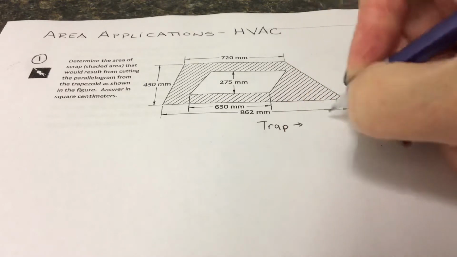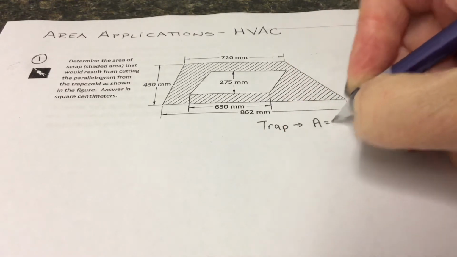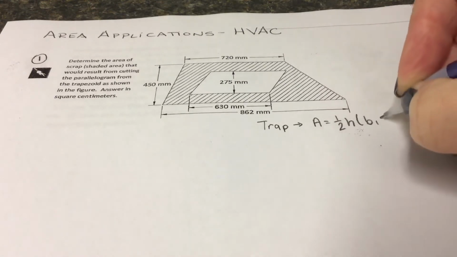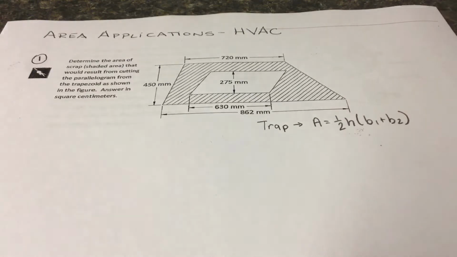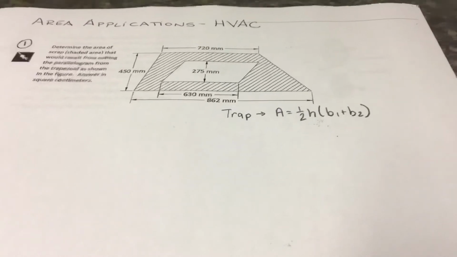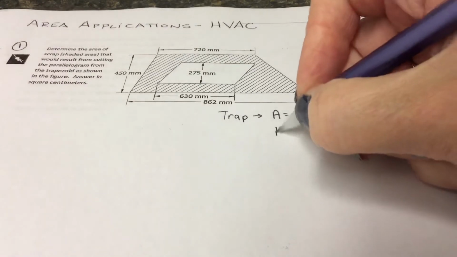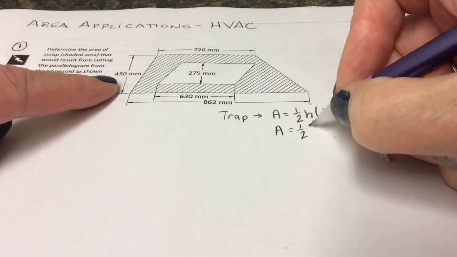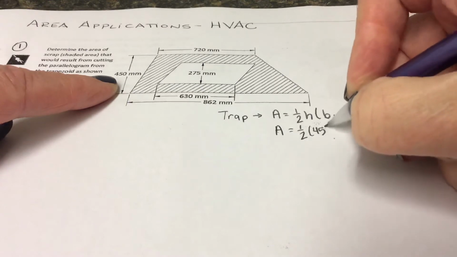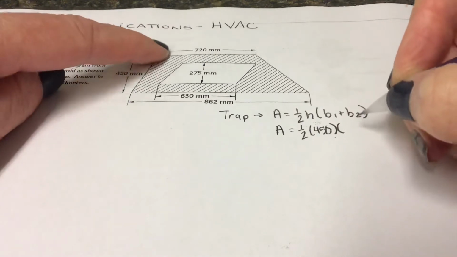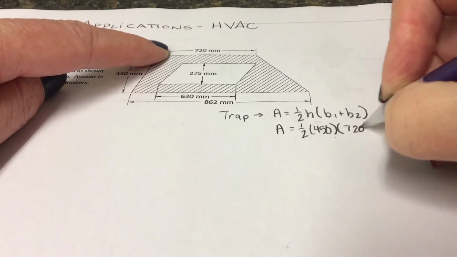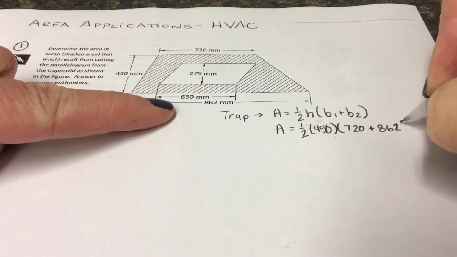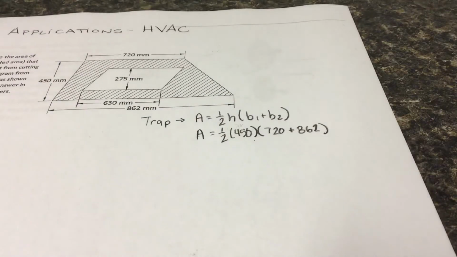And our formula for a trapezoid, which you can find on your formula sheet, is 1/2 of the height times B1 plus B2, and the B1, B2 refer to the top and the bottom of that trapezoid. So we would have half of the height is 450, and B1 and B2 is 720 and 862. Again, we're talking about the trapezoid on the outside, the whole thing.